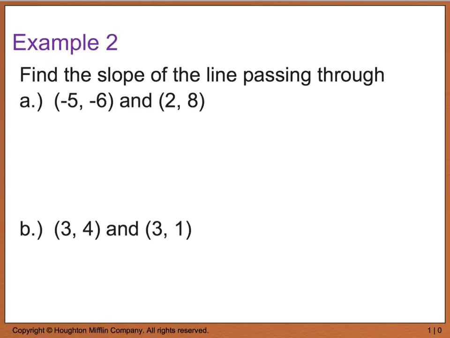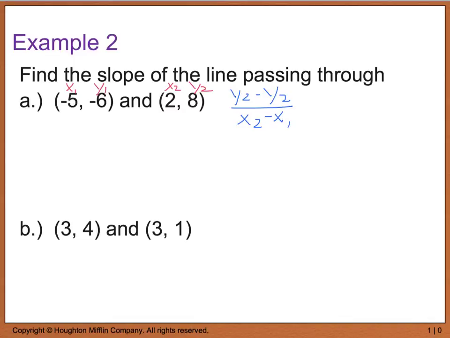It says to find the slope of the line passing through the points negative 5, negative 6, and 2, 8. So again, we use y2 minus y1 divided by x2 minus x1. Now if you find it helpful, you can call this your x1 and y1 point, and this would be your x2, y2. It doesn't matter which point you call 1 or 2, but it does matter that you keep consistent that your x1 is with your y1 point. In other words, if I pick this as my x1, this has to be my y1. If I make this my x2, this has to be my y2.